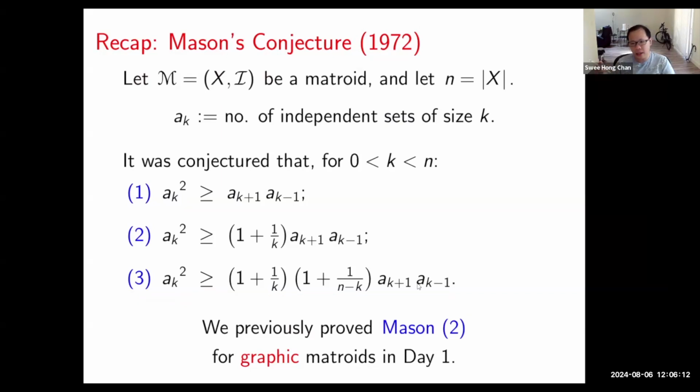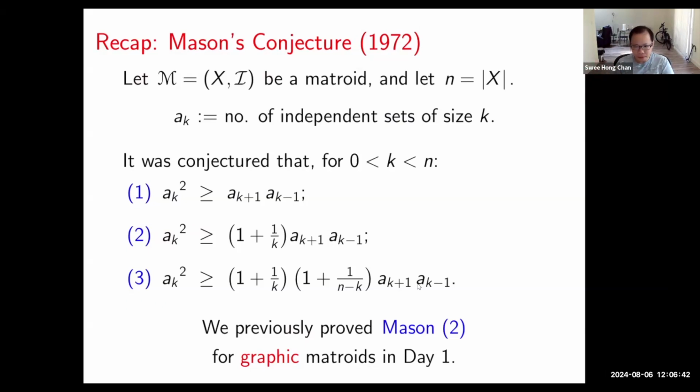And actually, I went to check the paper for Mason's conjecture, and it seems the reason why Mason wrote these three different conjectures rather than just one is that back then they were not even sure that the first one is correct. So I think Mason tried to hedge his bet and say, okay, we have three conjectures, one, two, three. Maybe one of them is wrong, and the other one is correct.